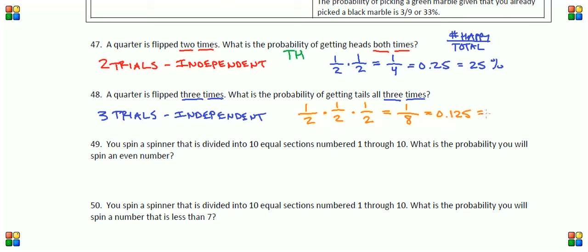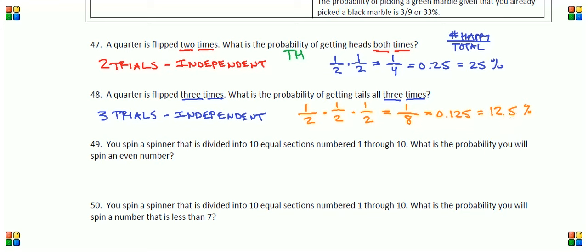So I've got 0.125. If you want to convert that to percent, move the decimal over 2 places and you end up with 12.5%. I have a 12.5% chance of flipping a coin 3 times and getting tails all 3 times. Class, that's pretty low odds. It's not going to happen very often.